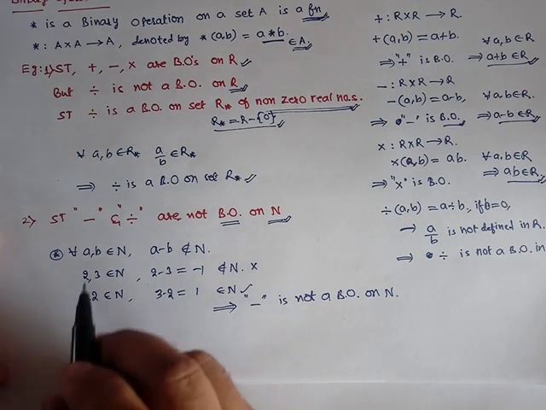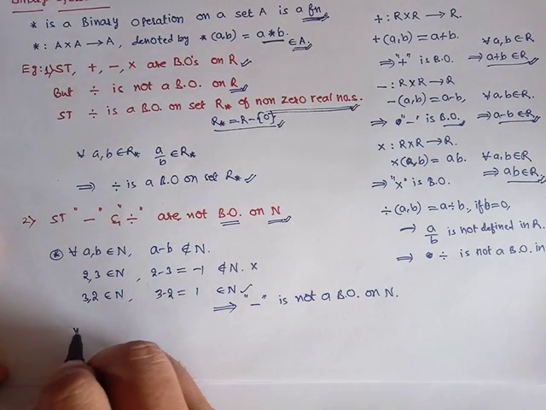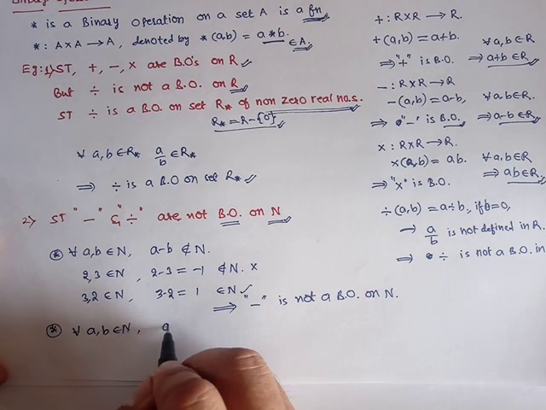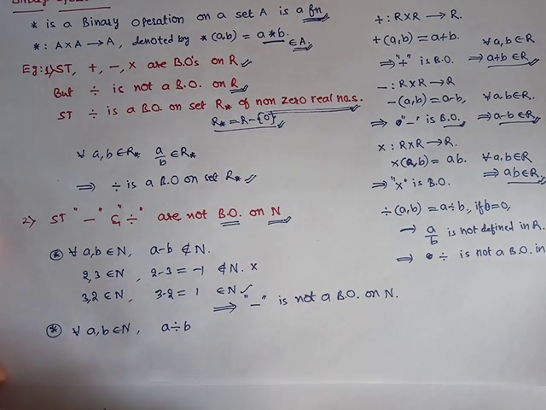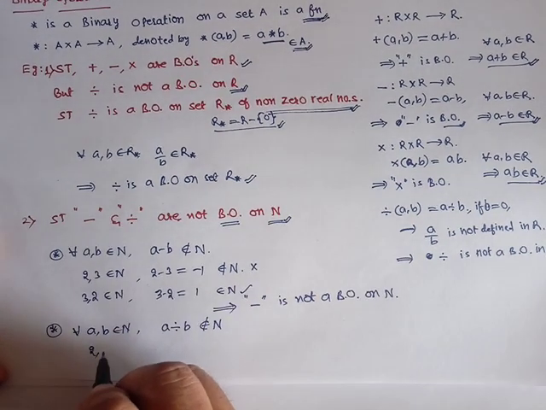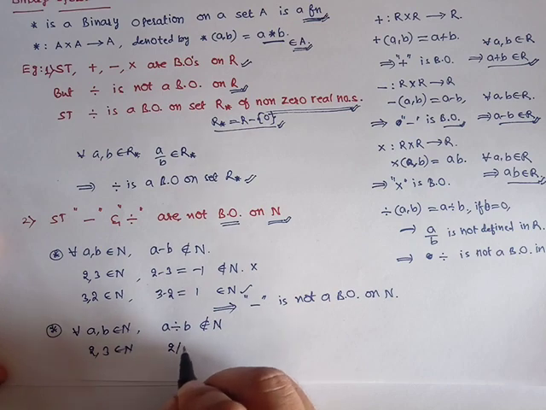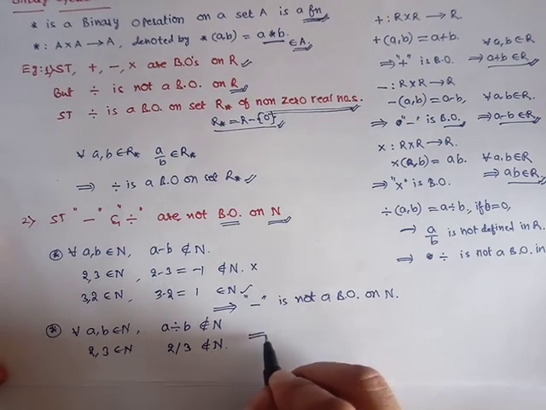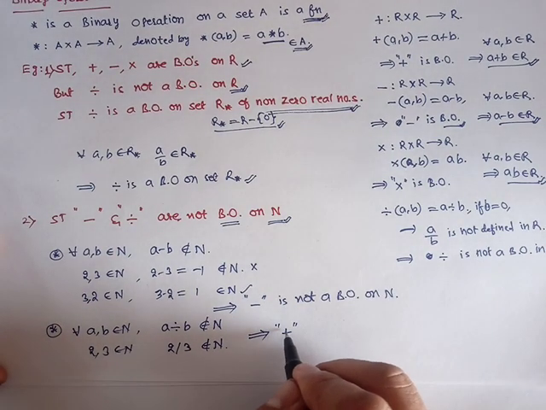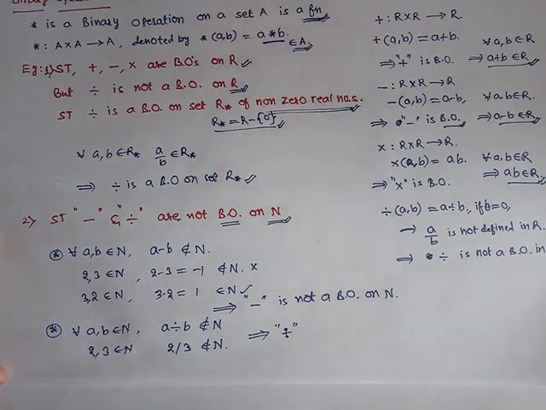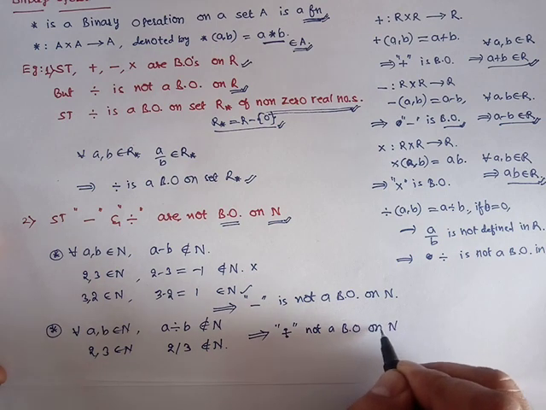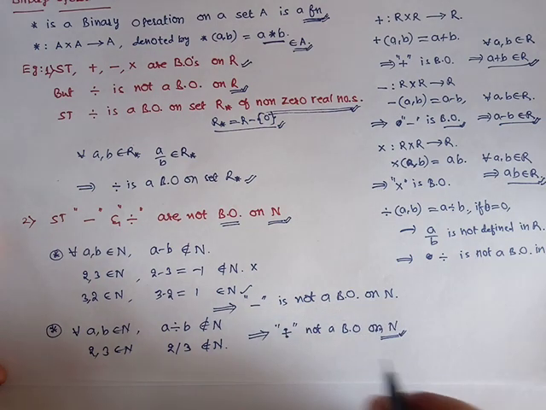In the same way, we'll talk about the division also. For all a comma b belongs to natural numbers, a divided by b does not always belong to natural numbers. Like 2 comma 3 belongs to natural numbers, but 2 divided by 3, that is 2 by 3, does not belong to natural numbers. So this implies division is not a binary operation on N. So just keep it aside.